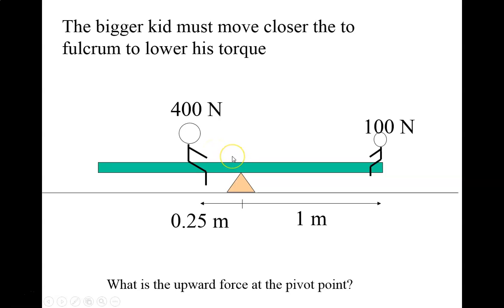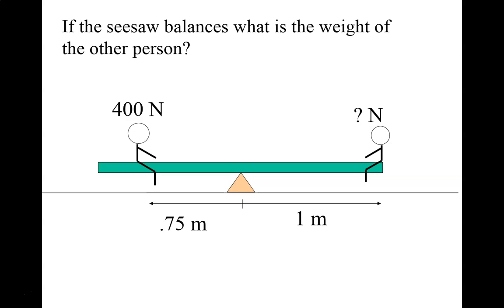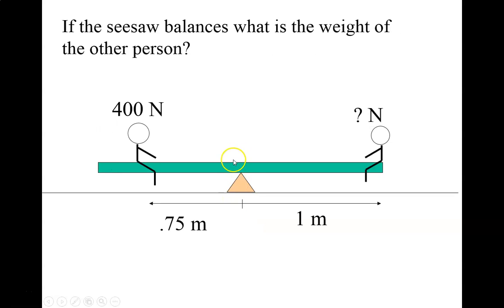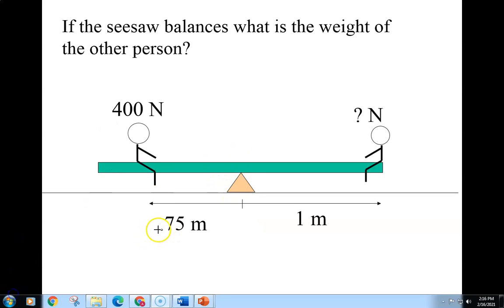What is the upward force at the pivot point? Right here. 500 newtons. Forces have got to balance out too. If the seesaw balances, what's the weight of the other person? So we've got a 400 Newton person that's 0.75 meters away. So what's this guy's weight if they're balancing?